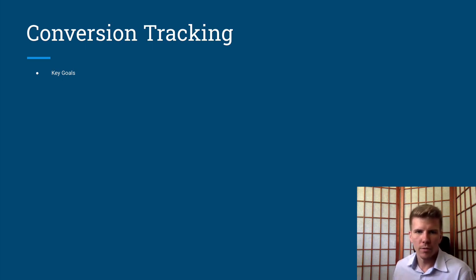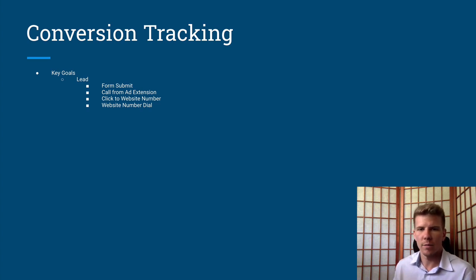So, having a form submit, a call from an ad extension, so that call ad extension we talked about, a click to the website number, or a website number dial. Those are two different things. If they're on mobile, they might just click it and prompt a call, or they have their mobile device on a desktop and they just dial it in their phone. A GMB call requires call tracking software to track this. So CallRail can integrate with GMB and tell you if a call from your Google My Business listing, from your map ad, came from an ad specifically.